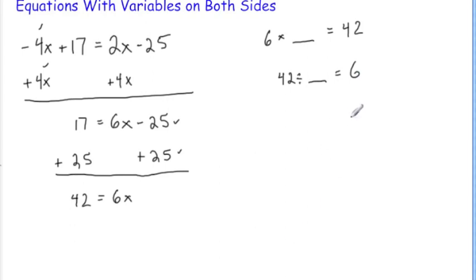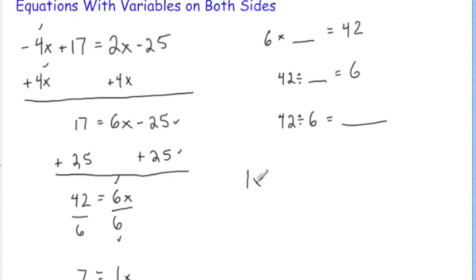So to find out what that something is, I would just go 42 divided by 6 equals that something, which shows me the reason why we divide by 6 here and we divide by 6 here. 6 divided by 6 equals 1. We're left with 1x equals 42 divided by 6 is 7.